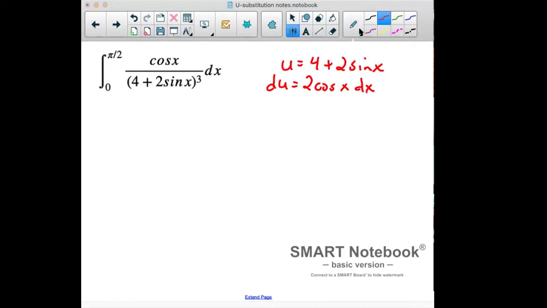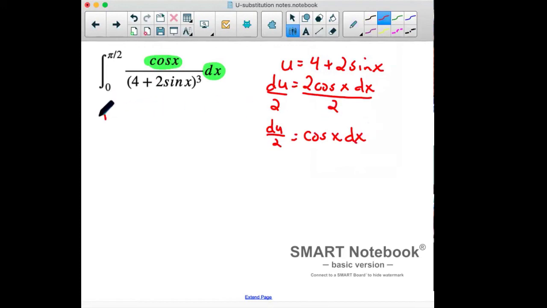All right, so I'm going to check and see what's happening. What am I missing in my equation? I have the dx and I have the cosine of x, so I don't have that 2. So we've got to fix that. I need to divide by 2. So du over 2 gives us that cosine x dx.